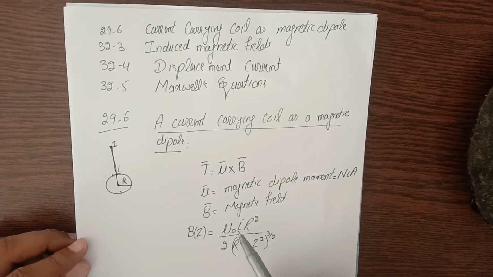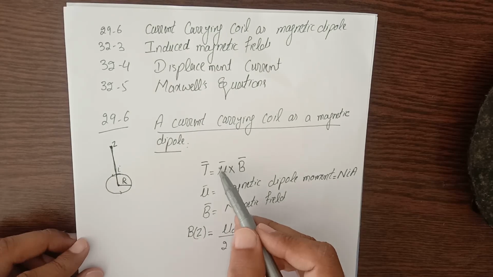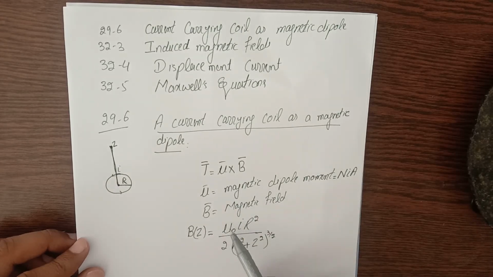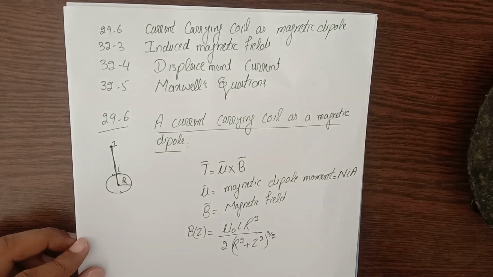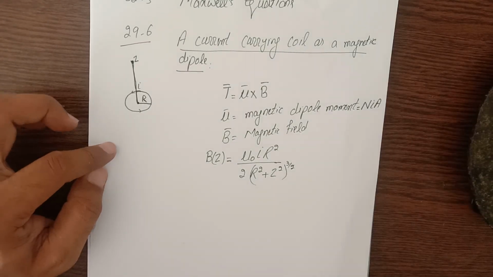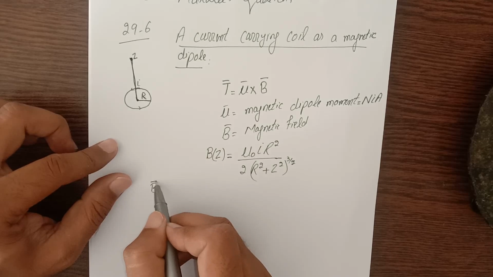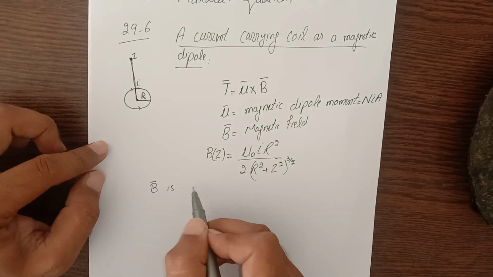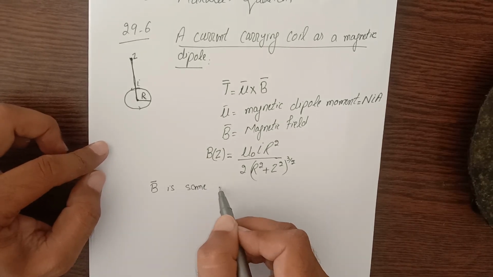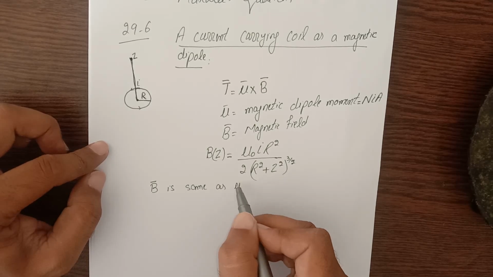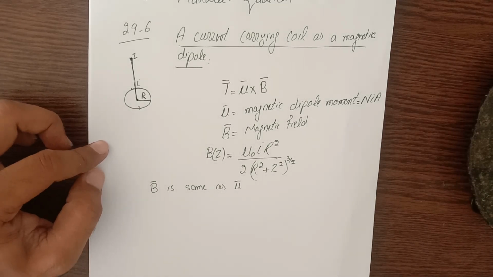One should not confuse this mu naught with mu. This is the magnetic dipole moment and this is the permeability of free space. The direction of B is the same as the magnetic dipole moment's direction of this loop.